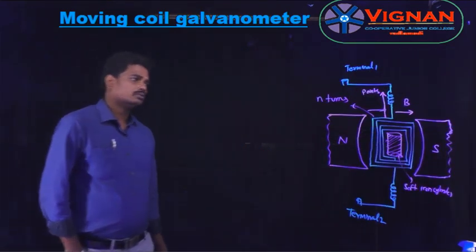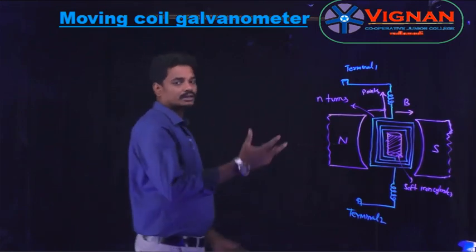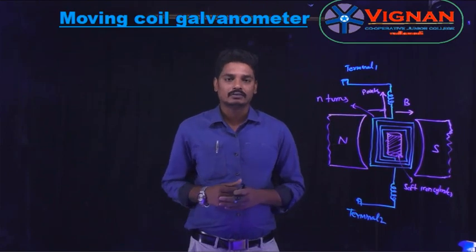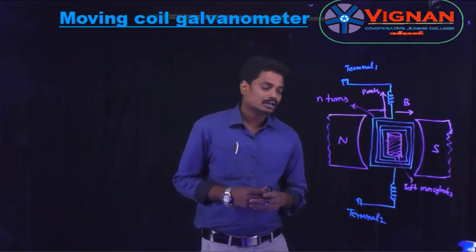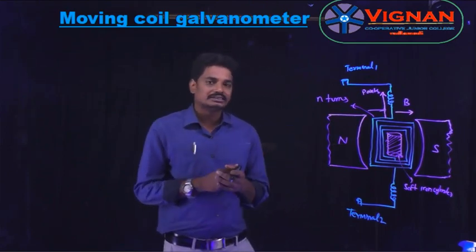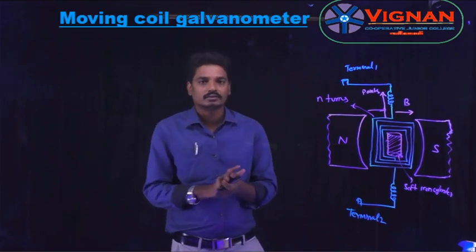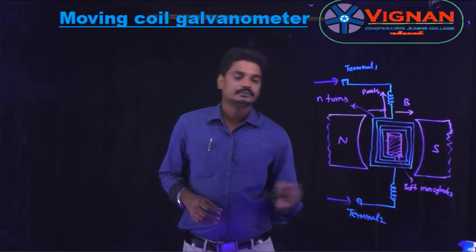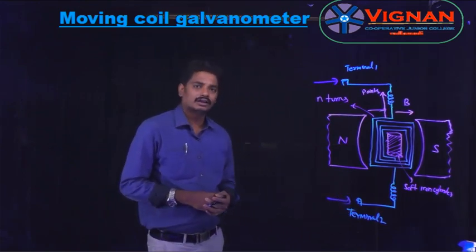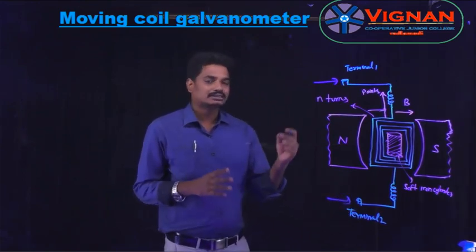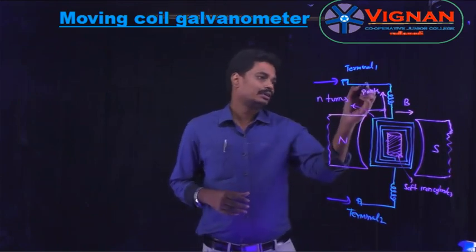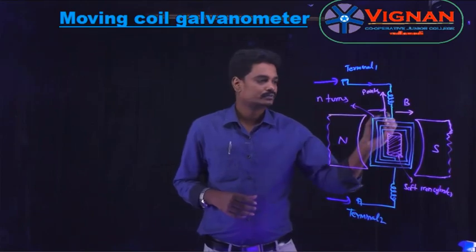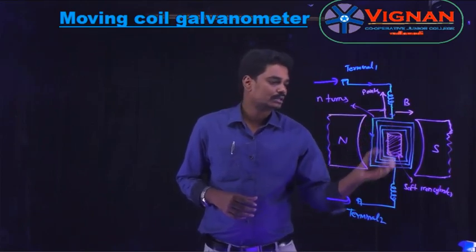Okay, now let us see the working of the moving coil galvanometer, how the moving coil galvanometer works. So here the current which is to be measured, or the current passing through the wire which is to be measured, is connected to the two terminals of the moving coil galvanometer, such that when it is connected to the circuit, a current flows through the moving coil galvanometer in this direction.